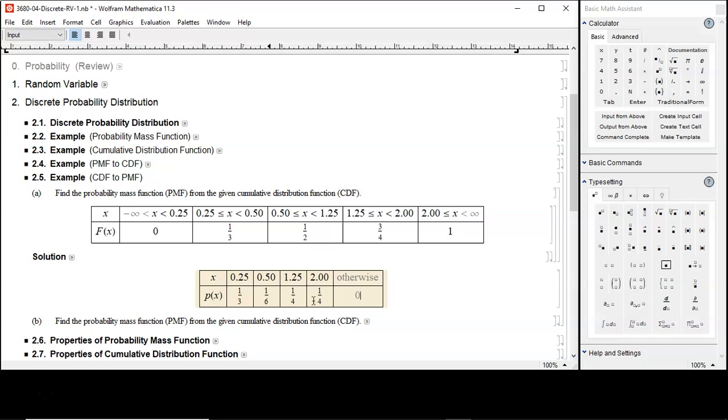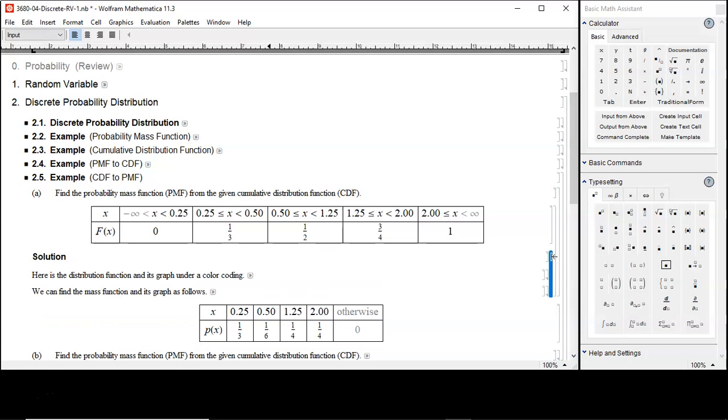Now tell me, is this a valid probability mass function? Do they add up to 1? Check. Is this right? Well, let's go ahead and do that.